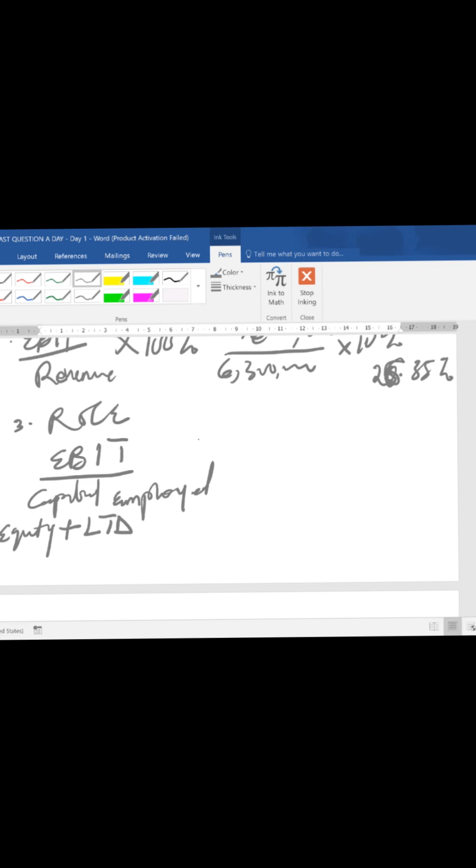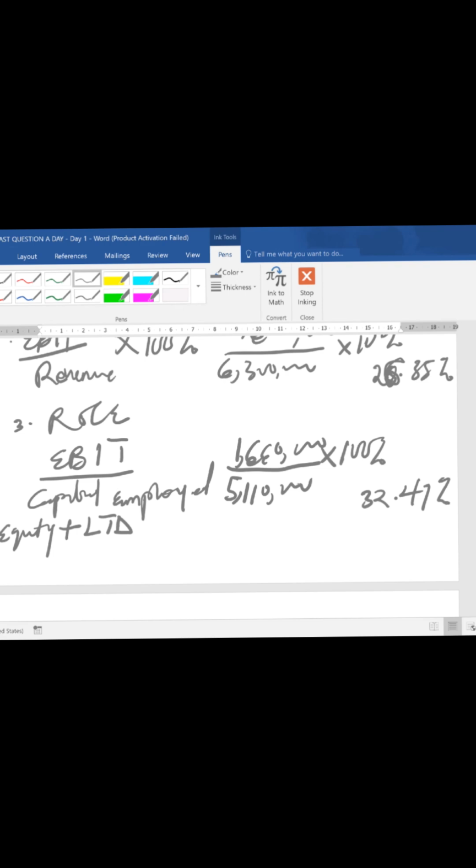So we have our earnings before interest and tax being 1660 over our capital employed, which is 5110 times 100, giving us 32.49%.